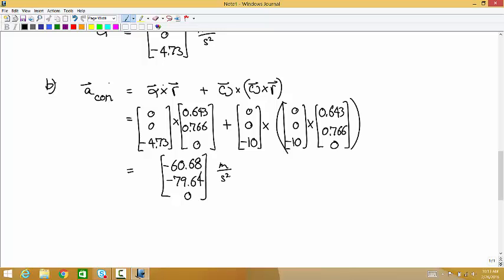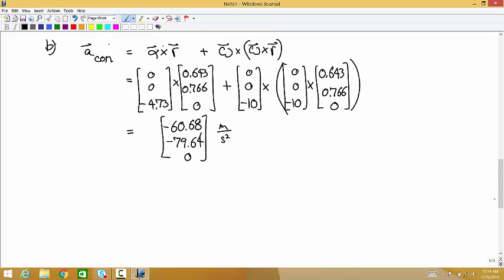Does it make sense that we have a 0 component in Z? Yeah, because all this is happening in the xy plane, so all the translational quantities have to be in the xy plane. All the rotational ones just have to be in the Z direction. All right, so that's the acceleration of the center of mass.